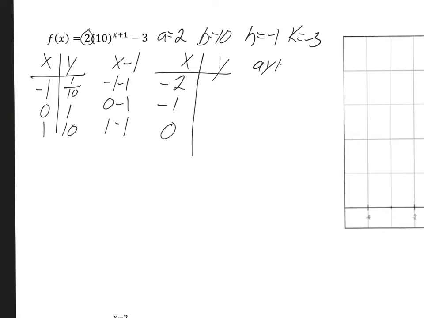Now we want a times y plus k. So a is 2. y here is 1/10, so 2 times 1/10 minus 3. So 2 times 1/10 is 2/10, which is 1/5, so 1/5 minus 3. That should be negative 14/5. 2 times 1 minus 3, so 2 times 1 is 2, minus 3 is negative 1. And 2 times 10 minus 3. 2 times 10 is 20. 20 minus 3 is 17.